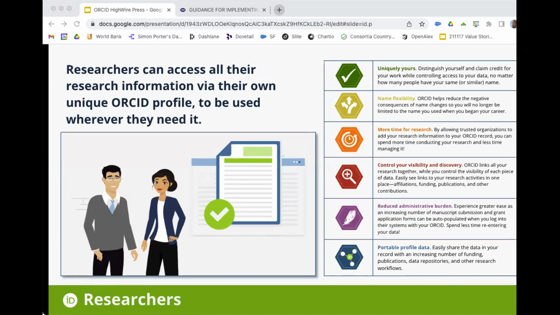So over the past 10 years, we've come to realize that Orchid offers these 6 key benefits listed here on the right. We've heard from researchers that ORCID IDs allow them to have name flexibility, and they appreciate that they control the data and the visibility of their data in their ORCID CVs. And the ORCID ID and CV stays with them wherever they go throughout the course of their careers.